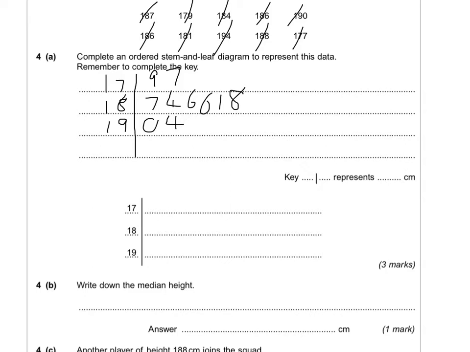So 177, 179, 181, 184, 186, so it goes 6, 6, 7, 8, and 190 and 194. So check you have 10. So 1, 2, 3, 4, 5, 6, 7, 8, 9, 10, and we have them in order. And of course it said don't forget to fill in your key, so we won't. So any of those numbers, for example 17 | 9, represents 179 centimetres. Right, so there's your ordered stem and leaf diagram.